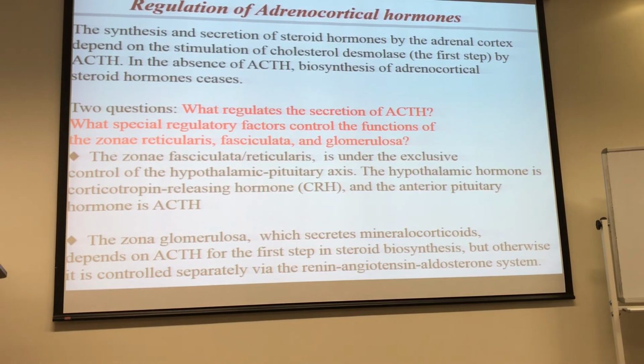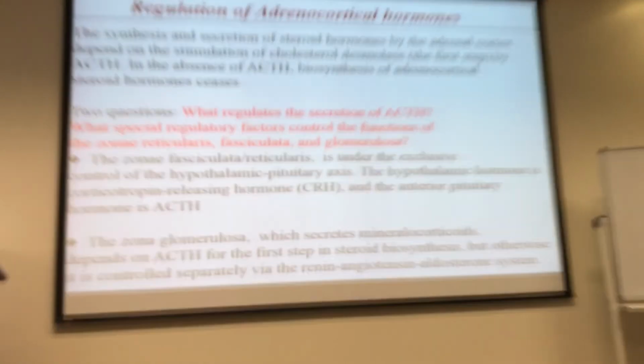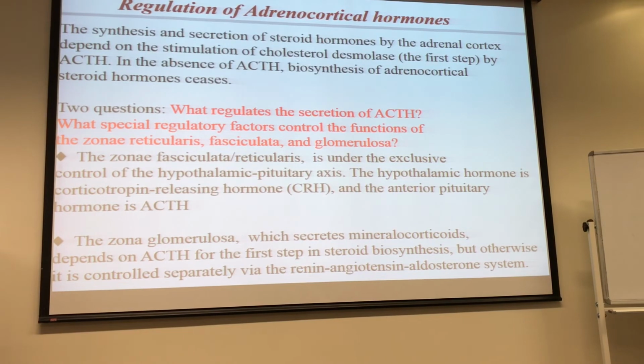So there are two questions. What regulates the secretion of ACTH, and what special regulatory factors control the function of the zona reticularis, fasciculata and glomerulosa? Zona fasciculata and reticularis are under exclusive control of the hypothalamic pituitary axis, and the hypothalamic hormone is CRH and the anterior pituitary hormone is ACTH. So you have CRH coming in from the hypothalamus activating ACTH, and ACTH is activating the adrenal cortex, the zona fasciculata and reticularis, to release glucocorticoids as well as androgens.